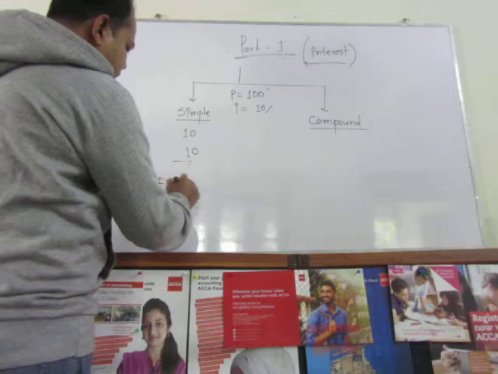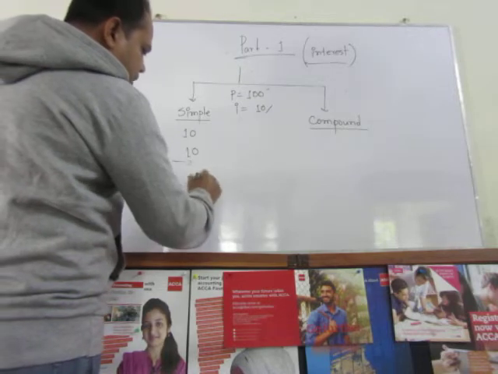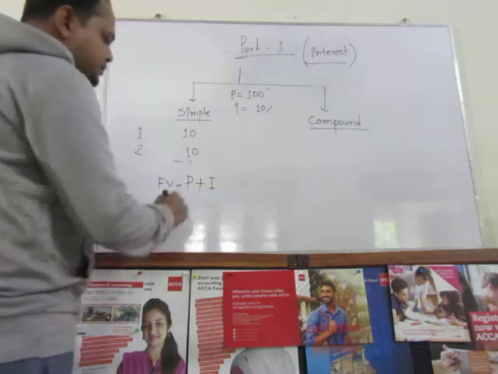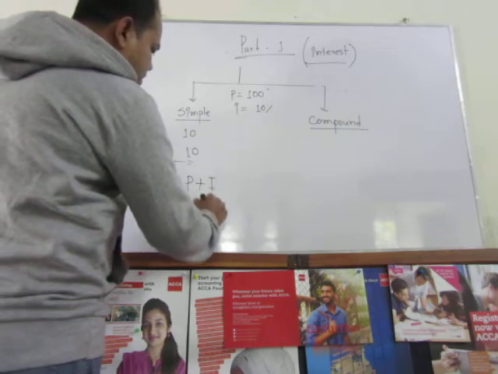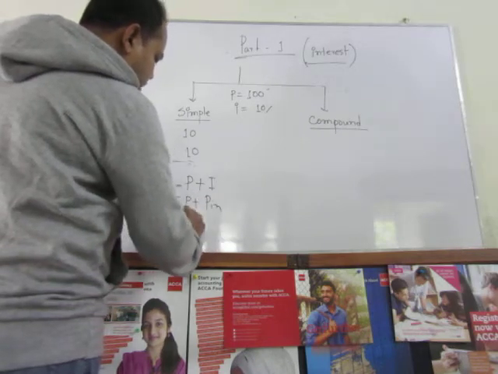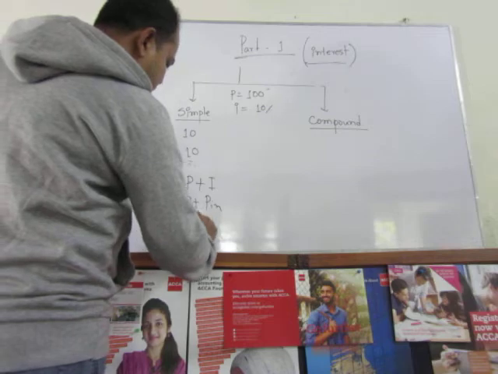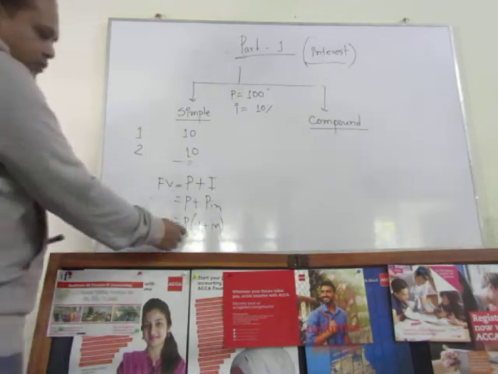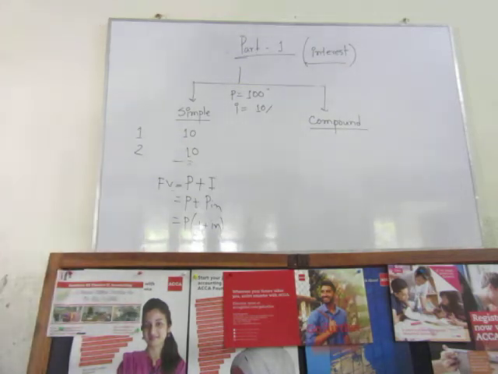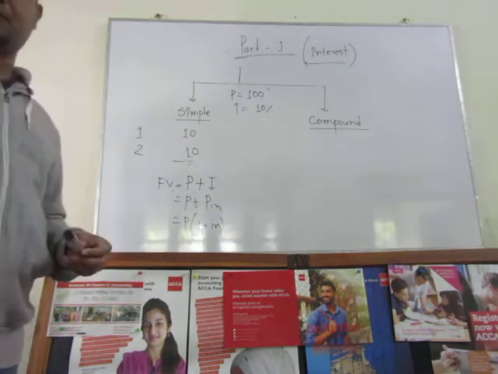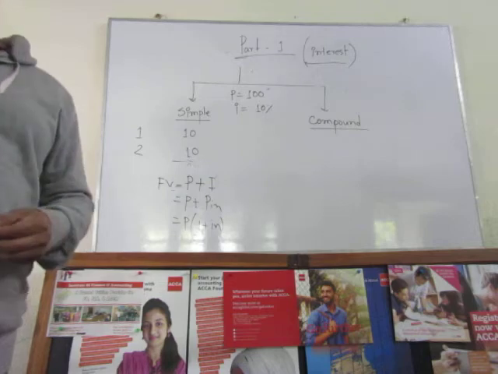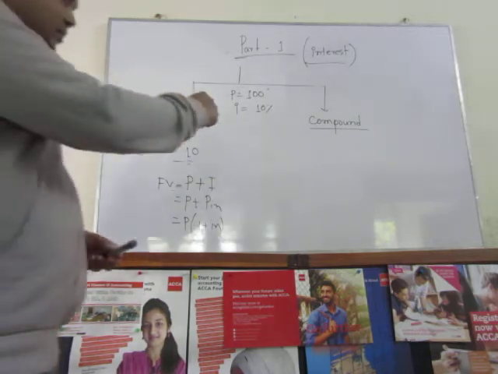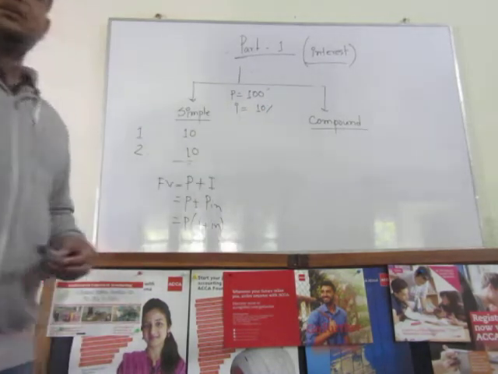So we can find that out by using the formula: future value equals present value plus interest, or P plus PIN. You can take P as common: P times (1 plus IN). So if you put in all the values of these symbols, you can get the total sum of amount that we will have 2 years later, in the case of simple interest.